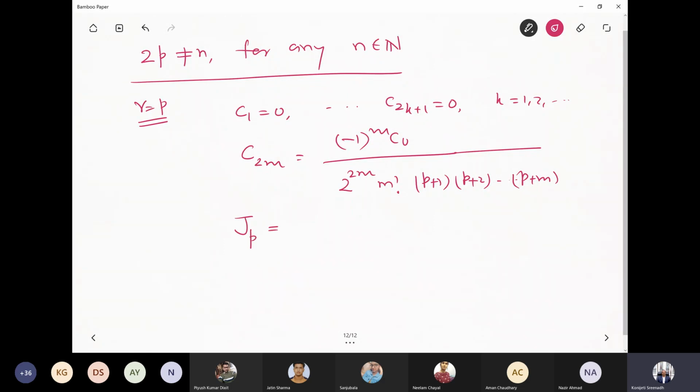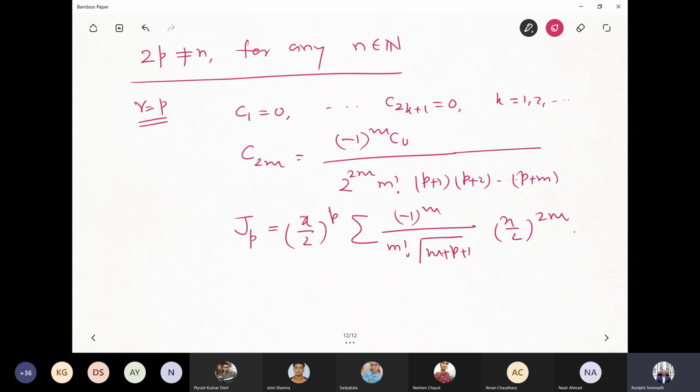There is a nice form that people write for J_p: (x/2)^p times the sum of (−1)^m upon m! times Γ(m + p + 1) times (x/2)^{2m}. You can see that this is well defined even for complex numbers. So far I have been talking only about p being a real number, but one can take p to be a complex number. This is a completely different theory that continues from here, with the real part of p positive.